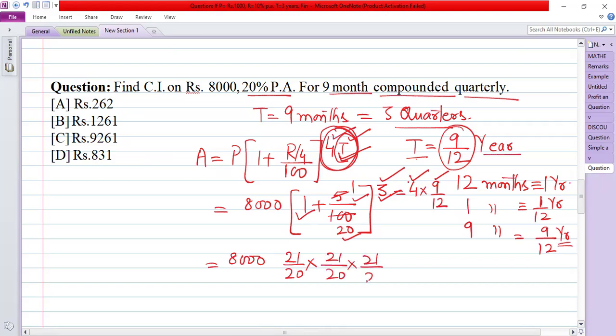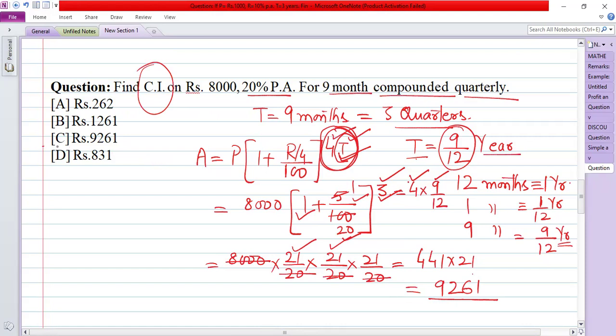one more time 21/20, one more time 21/20. Actually this 20 into 20 into 20 is nothing but 8,000. And now this is 21 into 21, that is 441, and 441 into 21. If someone calculates it, it will come out to be 9261. So this is the amount, 9261, and actually we have to find the compound interest.